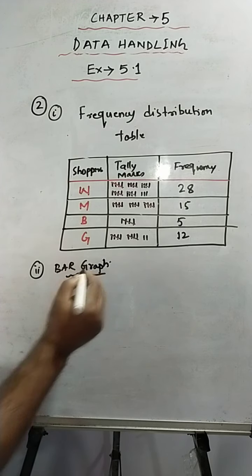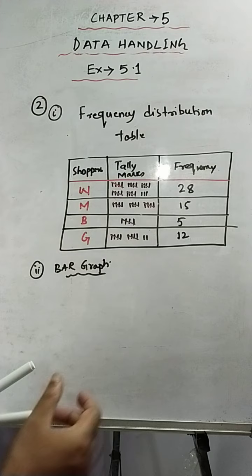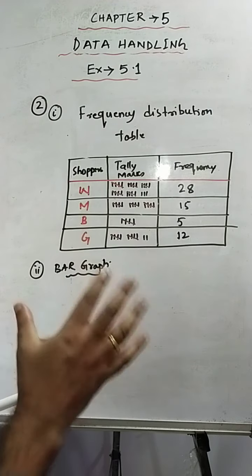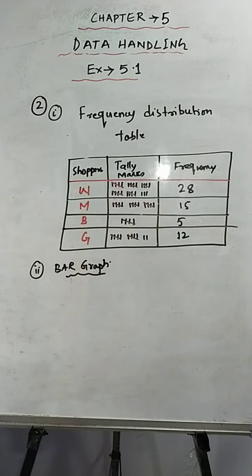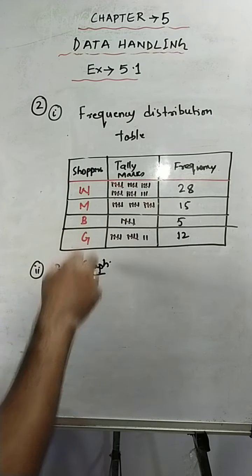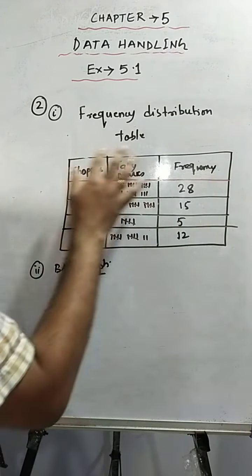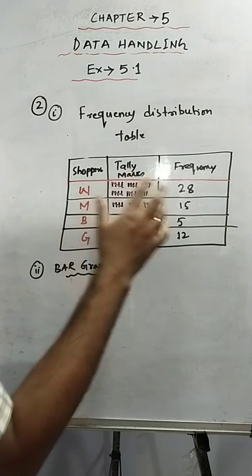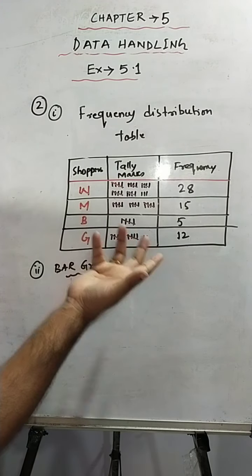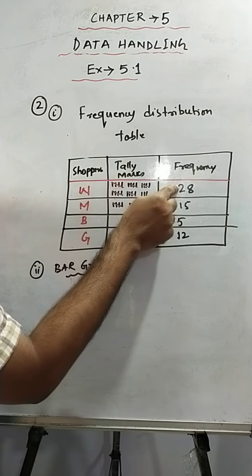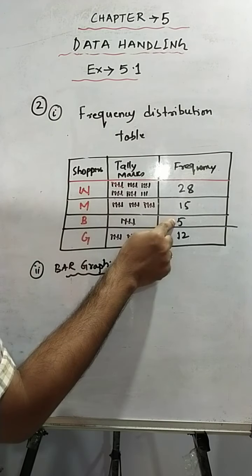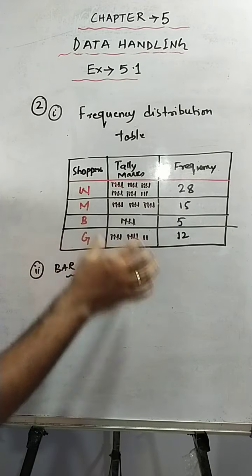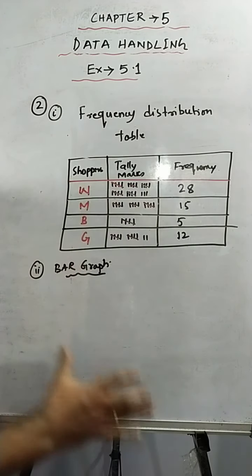Okay, so for a bar graph you can use graph paper, which is very suitable, and if not, then you can draw it in a single line copy also, no issue. Now how to draw a bar graph? With the help of this frequency distribution table. Now we have complete information about the data: how many W are there, 28, how many M are there, 15, how many boys are there, 5, and how many girls are there, 12. Now with the help of this data, we will draw one bar graph.